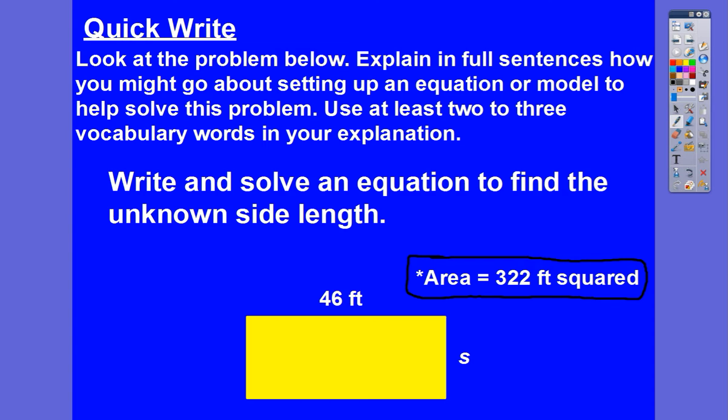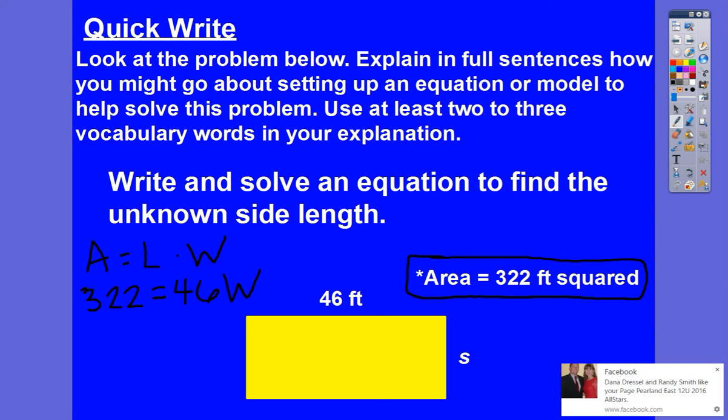Area equals 322 feet squared. And I would ask them, well, what's the formula for area? And hopefully they will remember that area equals length times width. And then from here, we could fill in what we know. So we know that the area is 322, and that's going to be equal to 46. And I don't know the W, so that's going to be equal to 46W. And I would actually walk them through this first part, because giving them this isn't necessarily helping them with the quick write. So now that they have this framework, they can go ahead and start the writing.